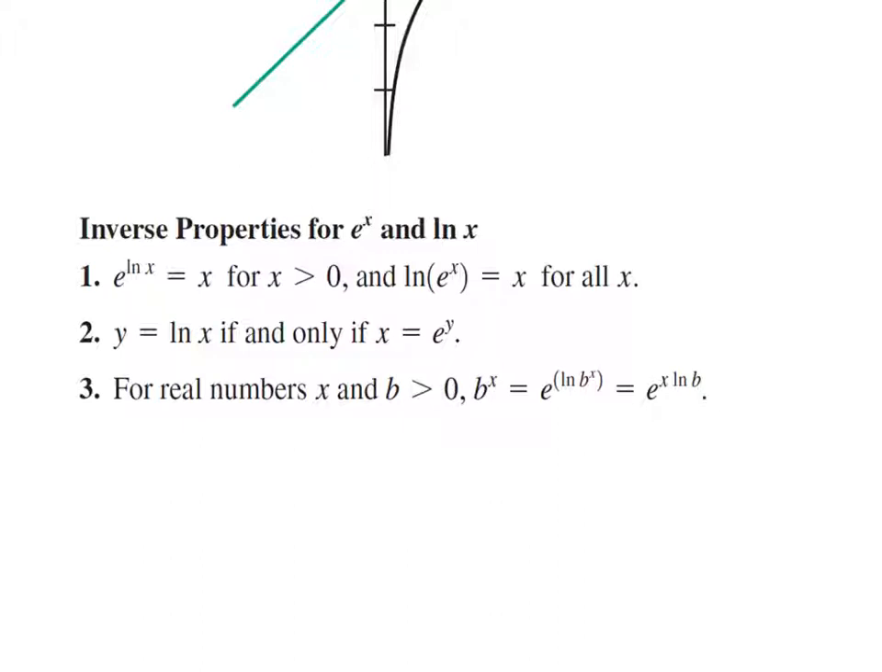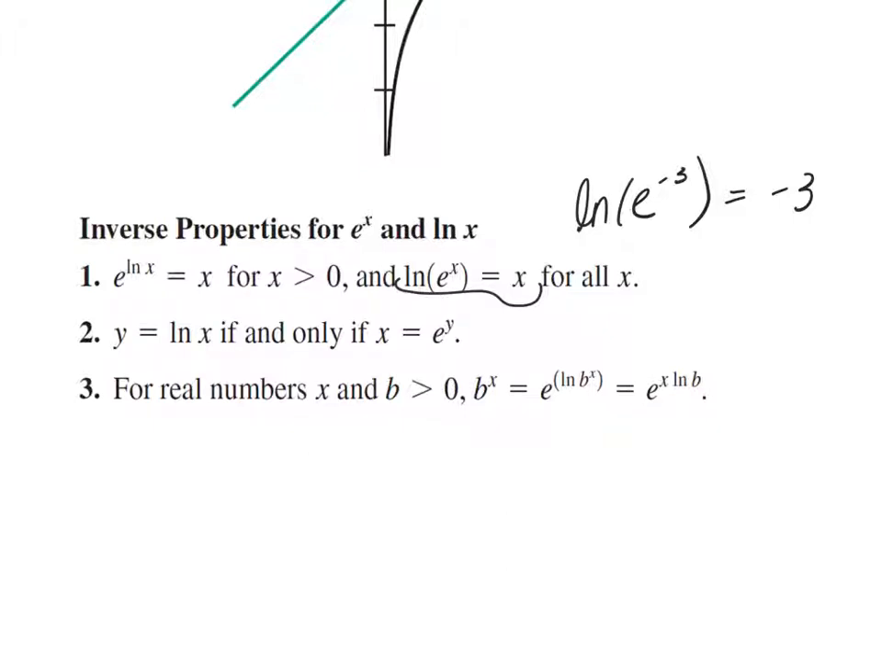And the natural log of e raised to the x is equal to x, and that's true for all x. So in this case, on this second one here, I don't have any restriction on the x here. So if I asked you to find the natural log of e raised to the negative 3, it is negative 3. I have no restriction on that one.